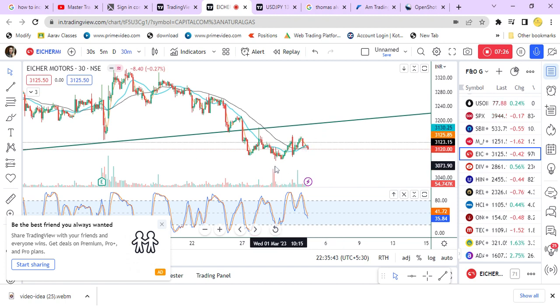So almost 100 points we are in profit. So if this crosses, let us draw the line. So what will it create? Will it create a wedge?